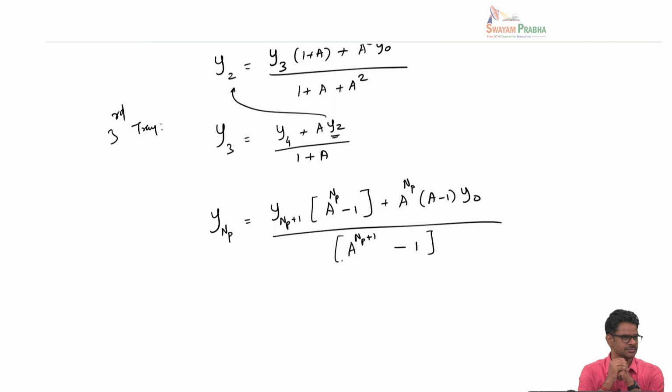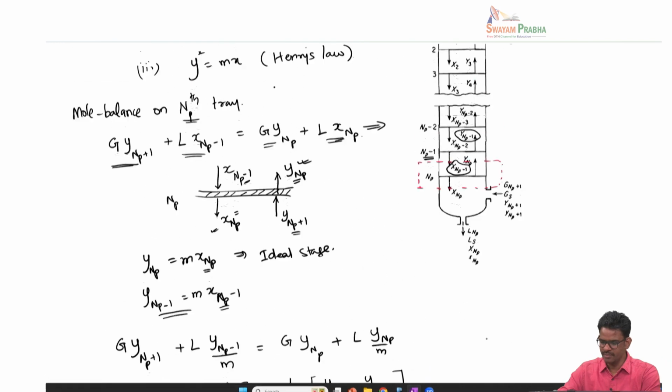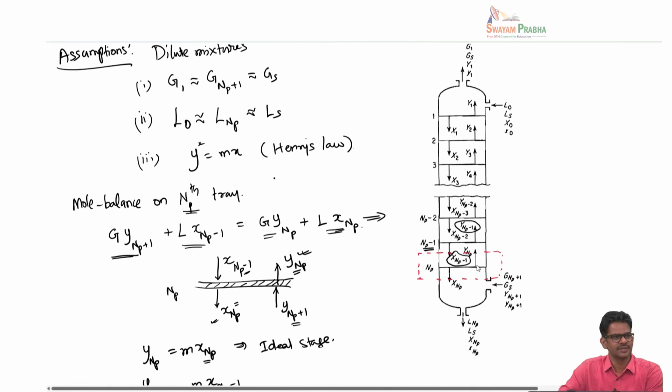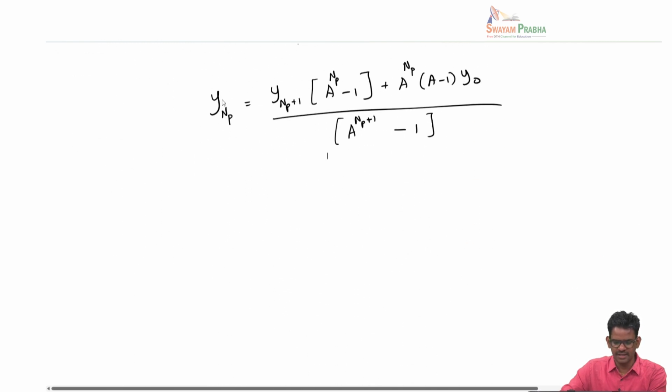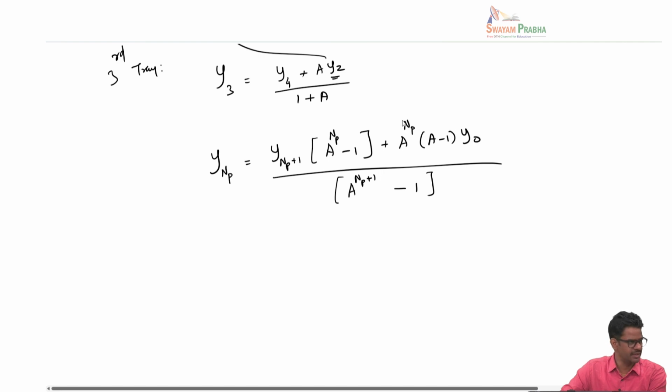ynp I don't know, because if you go back to the schematic, ynp is the composition of the gas leaving the last tray. This is not accessible for us. Of course you can measure if you want, but theoretically what we know is only the inlet outlet compositions, absorption factors also, but we don't know ynp. So there are two unknowns in this problem. One is np, which I want to calculate, and ynp, which I don't know.